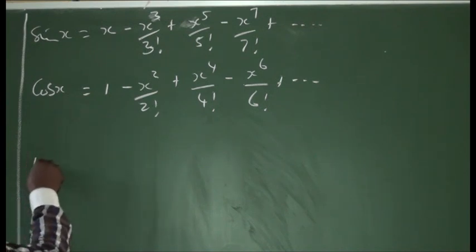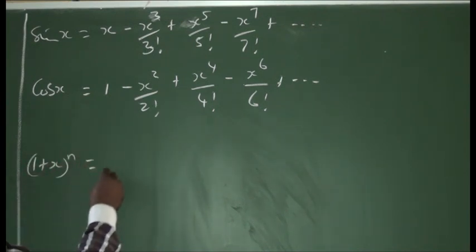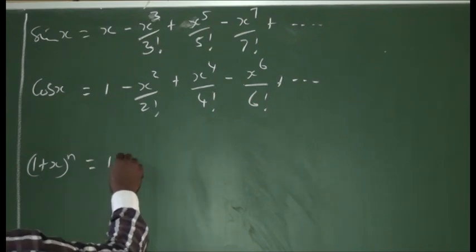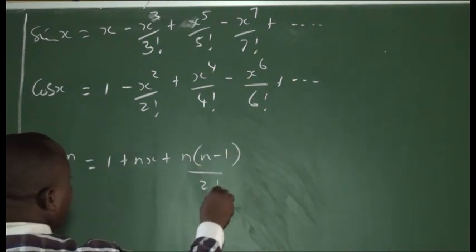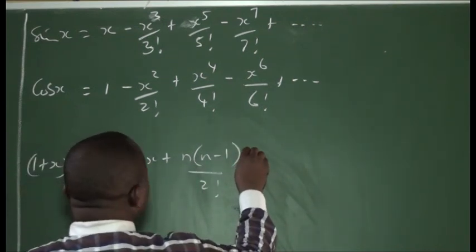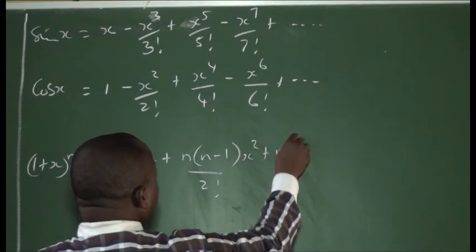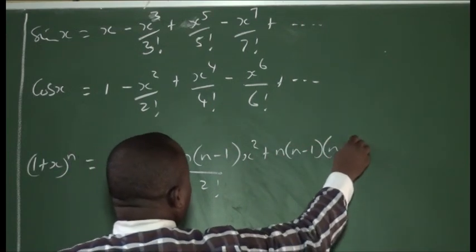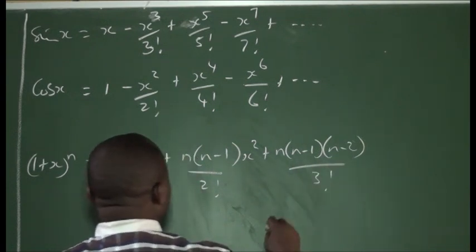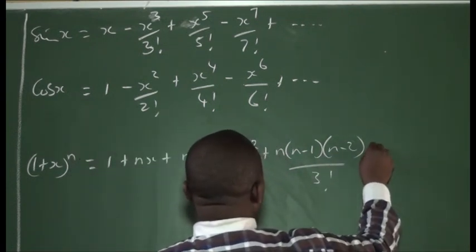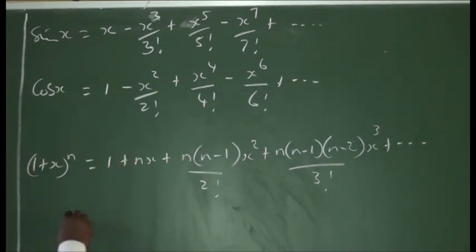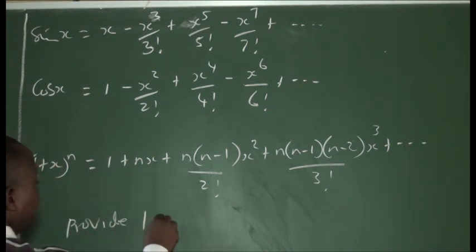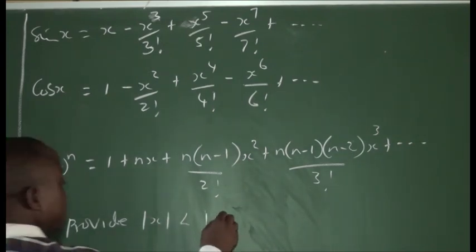Then for 1 plus x raised to n, we have 1 plus nx plus n times n minus 1 over 2 factorial x squared, then n times n minus 1 times n minus 2 over 3 factorial x raised to the power 3 plus, and so on, provided the absolute value of x is less than 1.